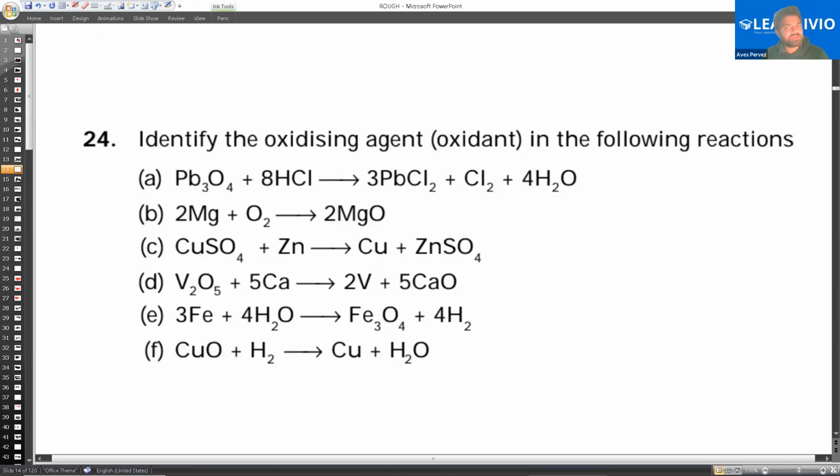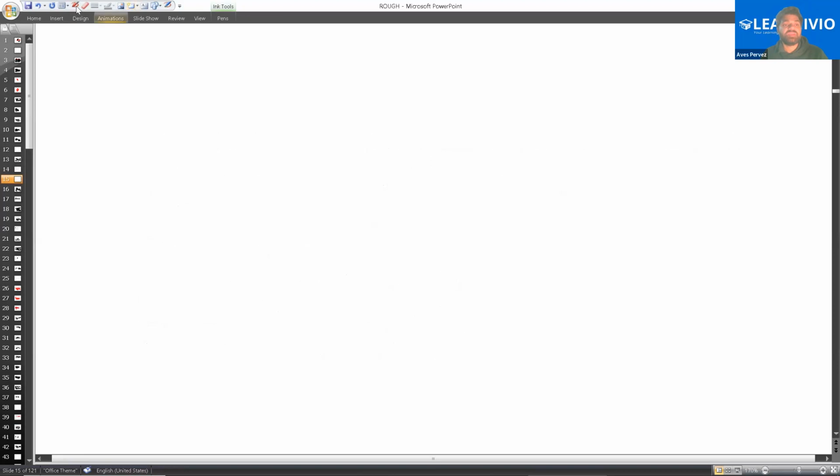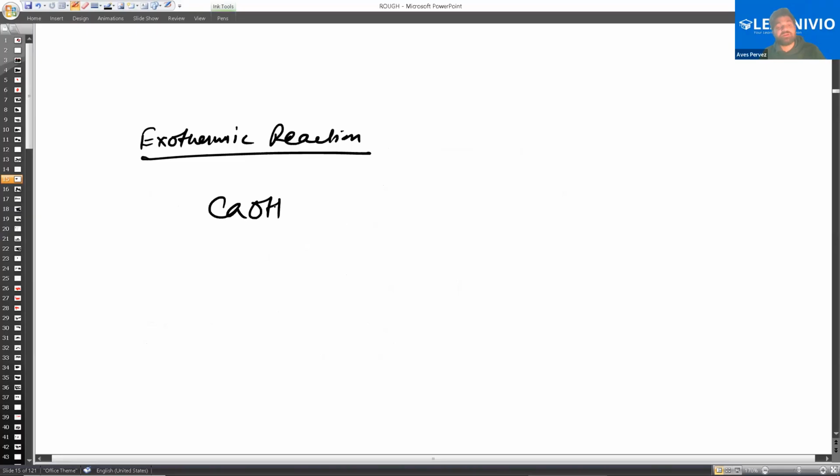Chemical exothermic and endothermic reactions, you are getting stuck. So exothermic reactions are those reactions in which energy is being released, heat is being released. Very popular is the formation of calcium hydroxide by reacting calcium oxide plus water, giving calcium hydroxide. This is very popular.